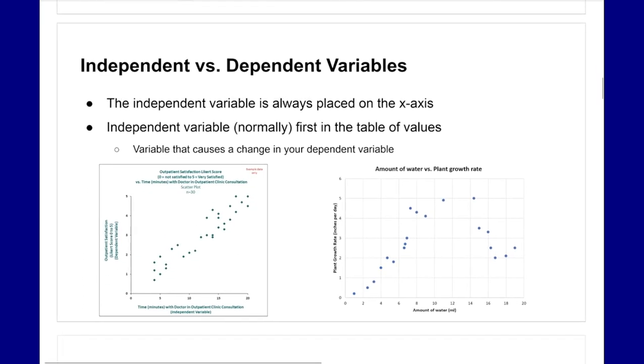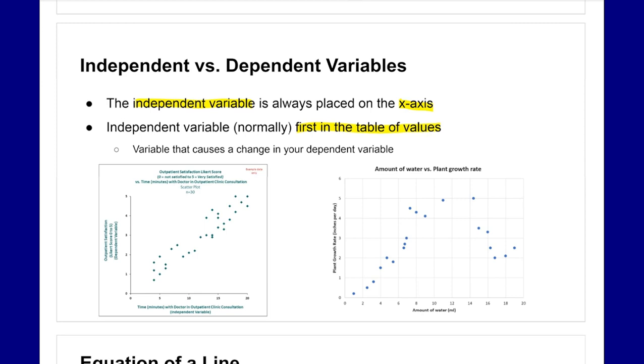When we're looking for the correlation, we want to be mindful of what the independent and dependent variables are, not just because those are the two variables in our data set or in our scatter plot, but because it does help us understand what we're looking at. The independent variable is usually always placed on the x-axis, and it's normally the first in the table of values. The independent tends to be the first column in our table of values.